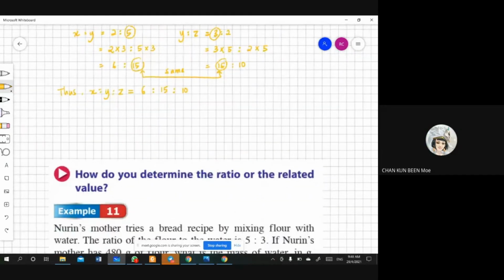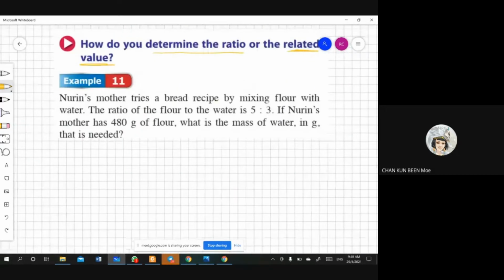So you can see this part over here. How do you determine the ratio or the related value? How do we determine the ratio or the related value? Okay, now we look at the example 11 given. This is about Nurin and her mother.